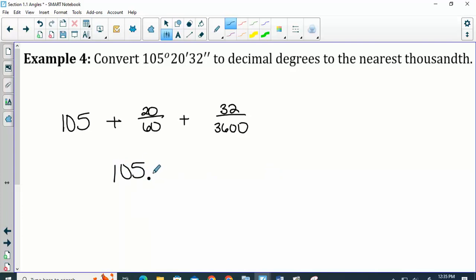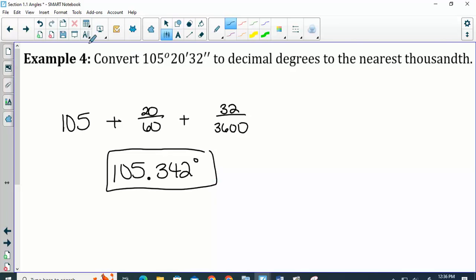nearest thousandth is 3 decimal places. So 105.342 degrees. You can, but since I said to round to the nearest thousandth, you don't have to. Alright. Is that okay?